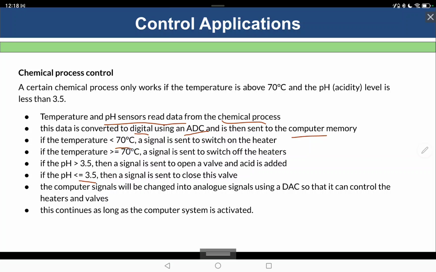If the temperature is less than 70 degrees Celsius, a signal is sent to switch on the heater. If the temperature is greater than or equal to 70 degrees Celsius, then a signal is sent to switch off the heater. Also, if the pH is greater than 3.5, a signal is sent to open a valve and acid is added. And if the pH is less than 3.5, then a signal is sent to close this valve. The computer signals are changed into analog signals using DACs so that the system can control the heaters and the valves. This process continues as long as the computer system is still activated.